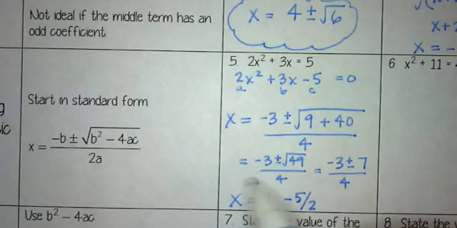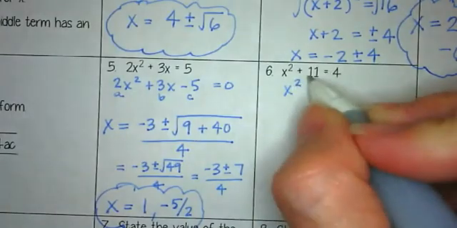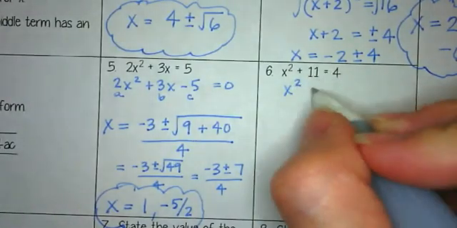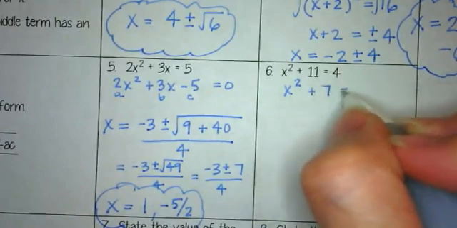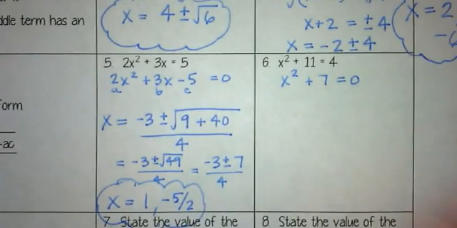All right, next up, this one. If we move this over, we have x squared. We need to subtract 4 from both sides, so that's going to be plus 7 equals 0. The reason why I did this example is because this is the A and this is the C. So that tells me there's no middle term, which means B is equal to 0.